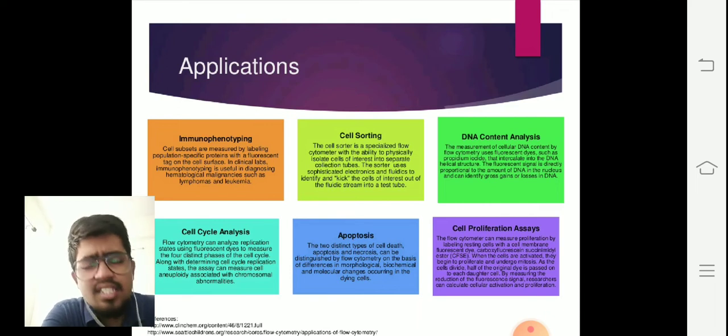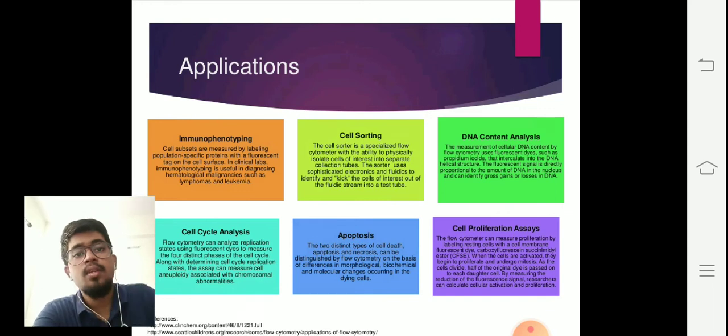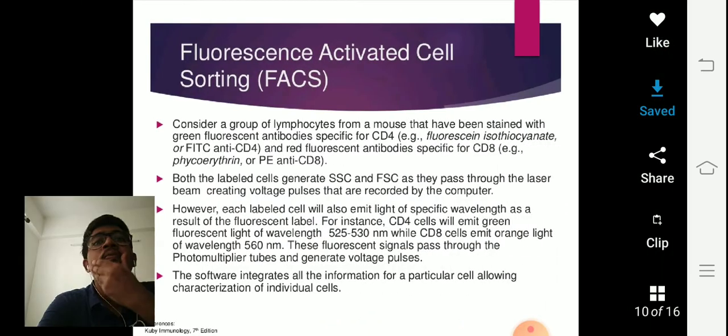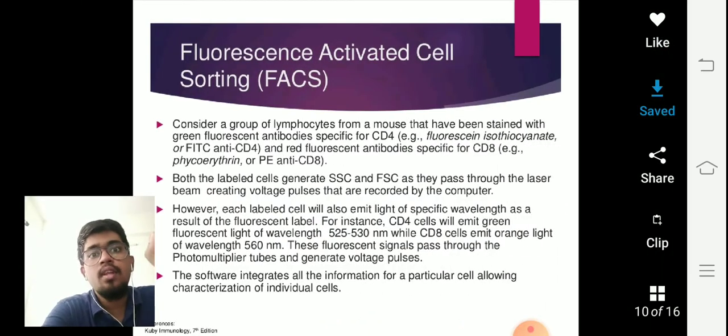So all these things are very important. That is the reason why flow cytometry has its own place in cancer research, and it's very important to analyze and understand all these things initially before you start off with your career in research. So we discussed FACS. Now we will explain how this fluorescence activated cell sorting works.